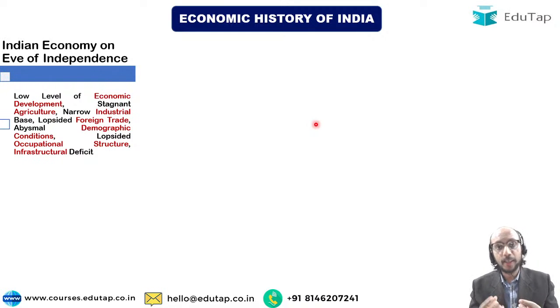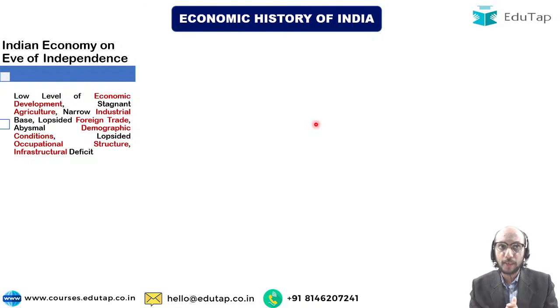More importantly, industries were located in few centers. You had industries located in a few metropolitan centers, right? For example, you can say Bombay, Madras, or Calcutta, and a few other centers. But it is not as if we were able to have a regionally well distributed setup of industries. That is not something which was available to us, right? So the industrial base was pretty narrow.